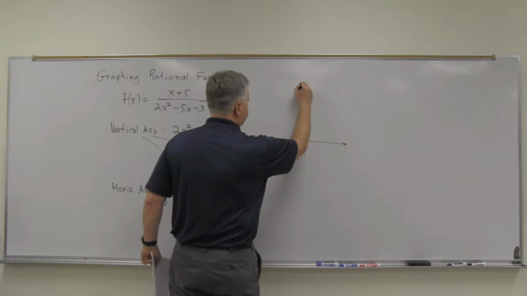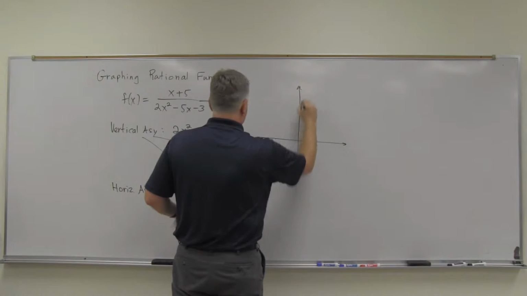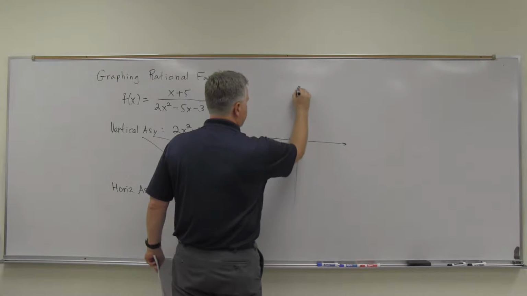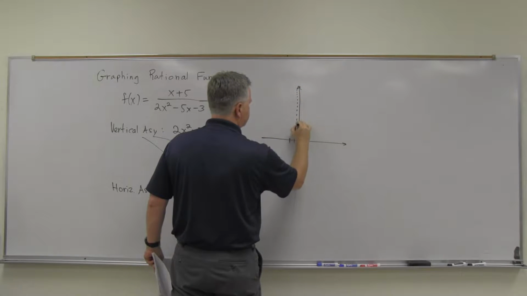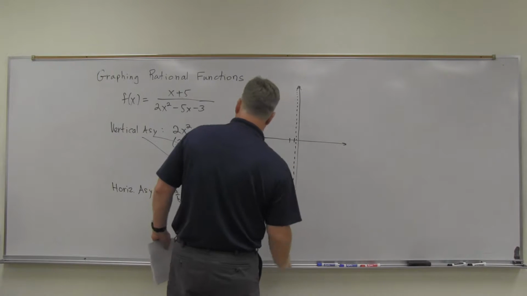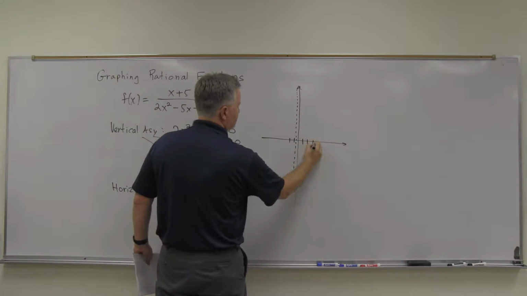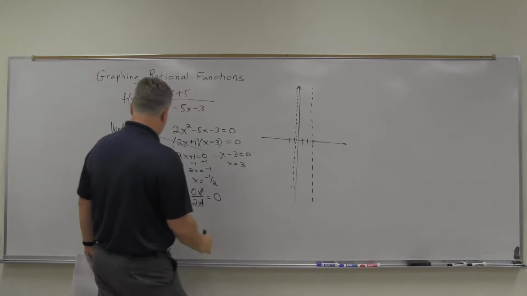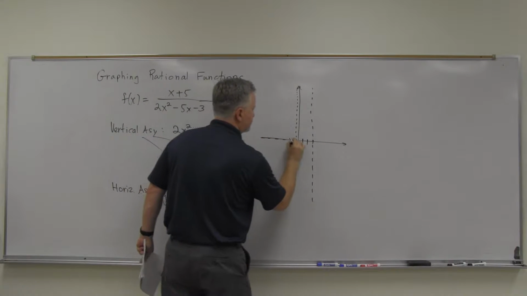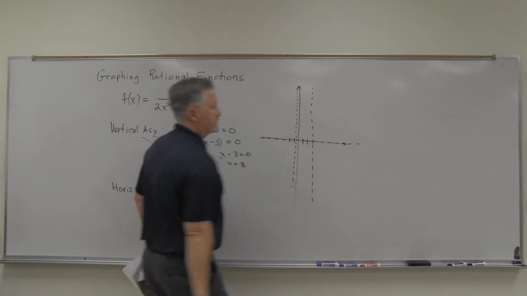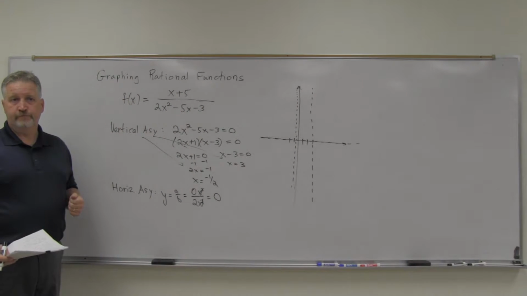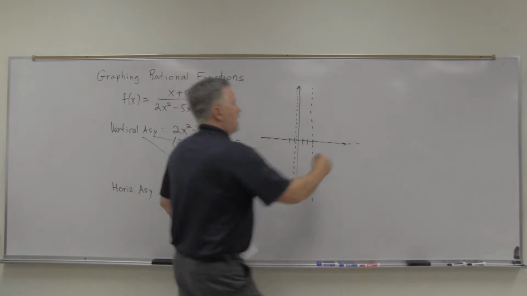Let's put those up here. Minus a half, vertical asymptote, so that's going to be a dotted line, and then positive 3, so another vertical dotted line like that, and then y equals 0, horizontal line at 0, because that's our horizontal asymptote. So far, so good. We good? All right. What about the intercepts?